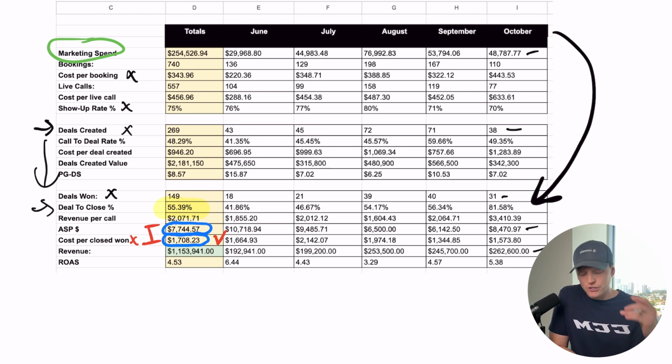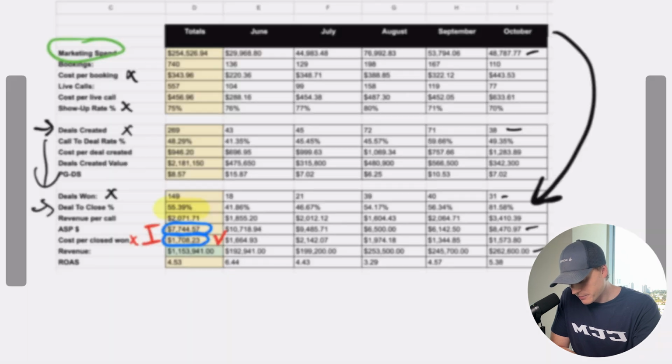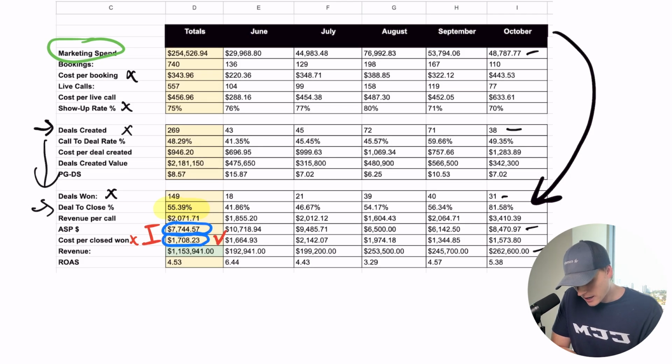And again, guys, the other thing is, we didn't get into it too much in this video, but there are big swings month over month here. Sometimes you can see that. I'll just pull out an example here. If I look at September, look at the call to deal rate. Everything else is 41, 45, 45, boom, 60%. I know what happened that month.